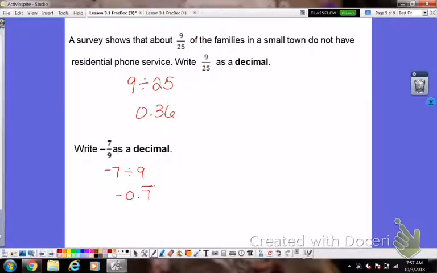All right, so that is lesson 1. Later in this chapter, we will work with given a decimal, can you write it as a fraction? That will be tomorrow's lesson though.